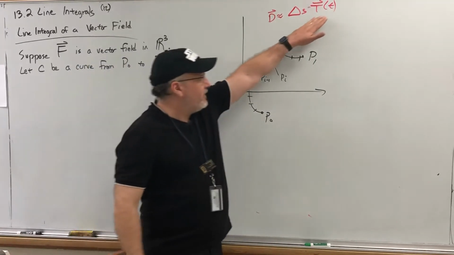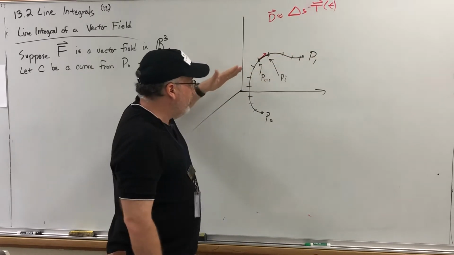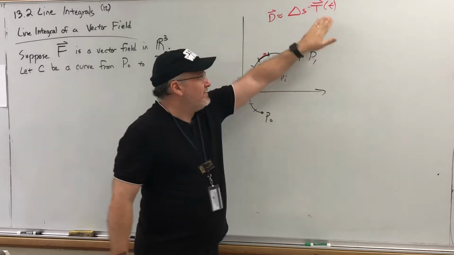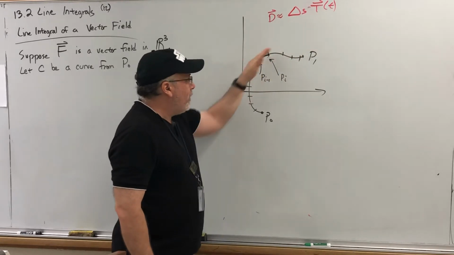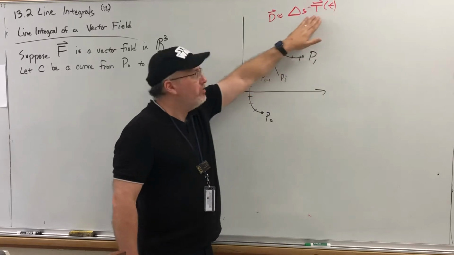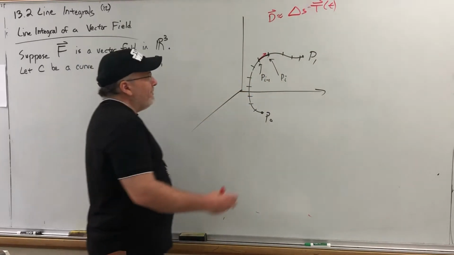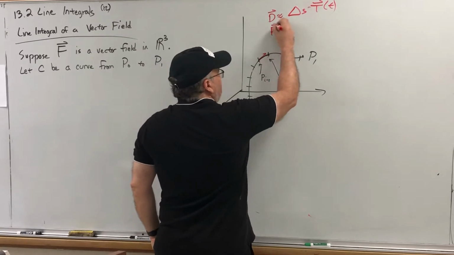So the unit tangent vector says this is the correct direction, but this has a magnitude of 1. To push it far enough, in other words, the change in the arc length, we would have to multiply that vector times how far we want it to go. All right, so what about the force acting on this point?